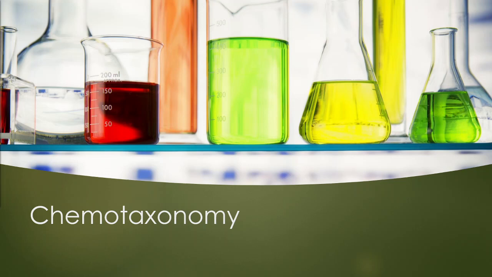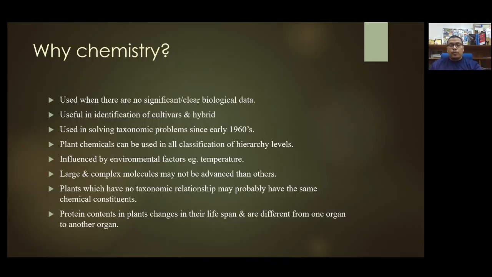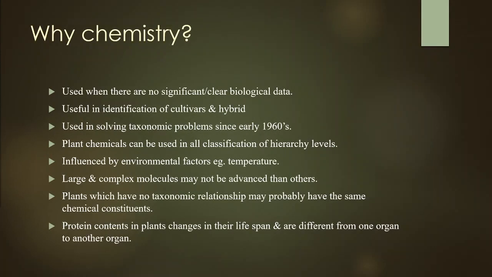Chemotaxonomy of plants is an expanding field of study that seeks to utilize chemical information to improve upon the classification of plants. So we use chemical characteristics or chemical compounds to do the taxonomy, because we use it when there are no significant or clear biological data to differentiate the plants. So it's also useful in identification of cultivars and hybrids.